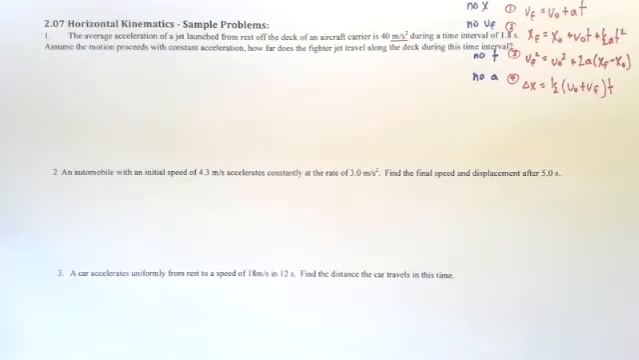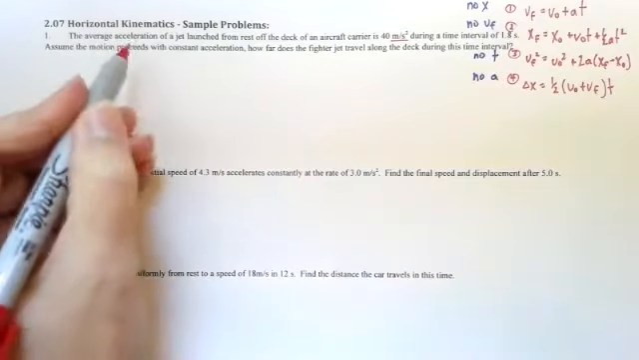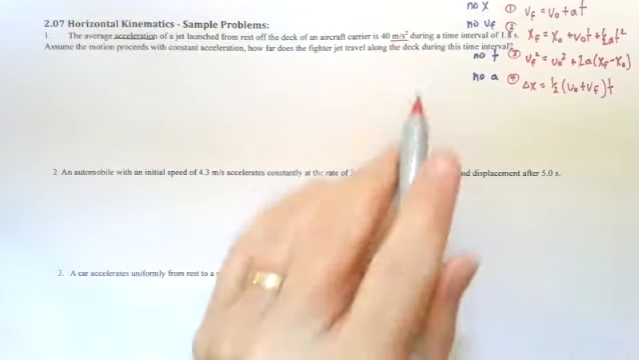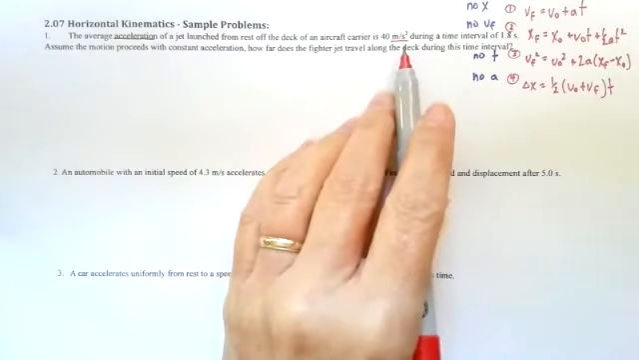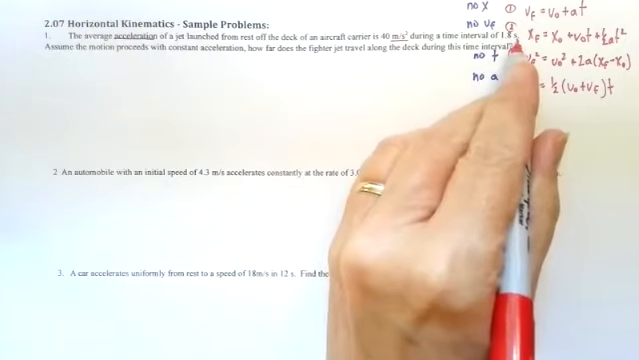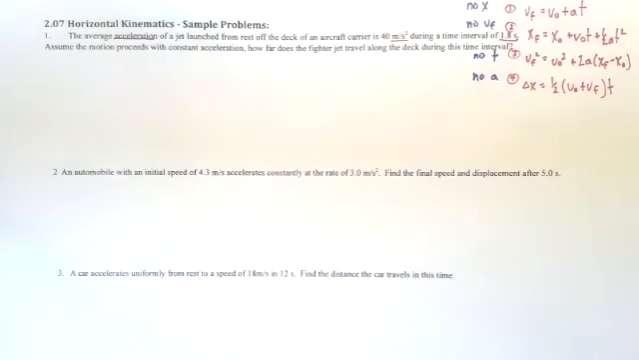We'll say, well, I'm not sure if I'm looking at acceleration or velocity. Back here it said acceleration, but if you missed that, you should be able to pick it up by the unit, 40 meters per second squared. During a time interval of 1.8 seconds, assume the motion proceeds with constant acceleration. How far does the fighter jet travel along the deck during this time interval?